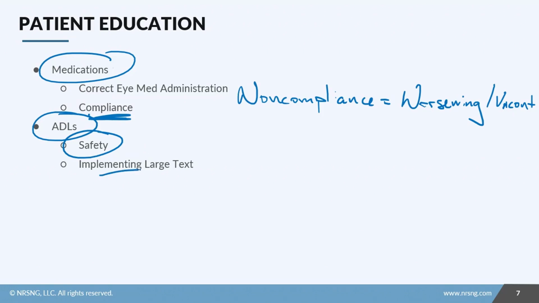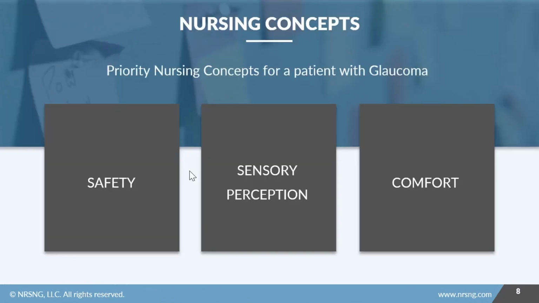Additionally, you can look at ways for your patients to have an easier time seeing. So large text telephones, those things can help improve their activities of daily living at home. Quickly, let's cover some nursing concepts. Safety is important because you need to make sure that your patient is safe at home because they now have decreased sensory perception and vision. Also, you want to be mindful that your patient can sometimes be uncomfortable with glaucoma.